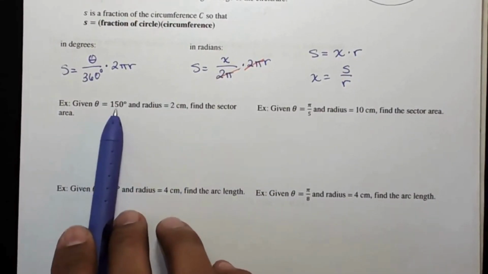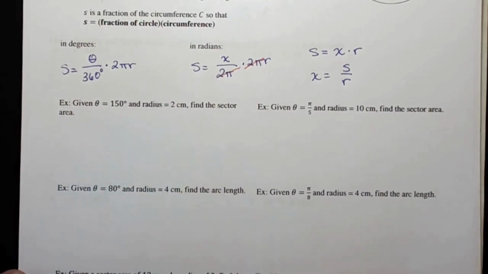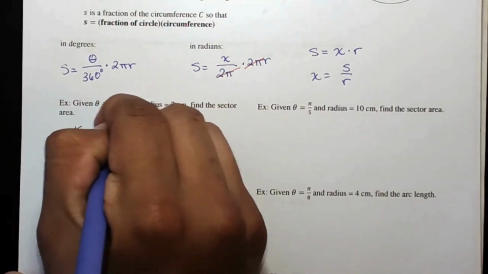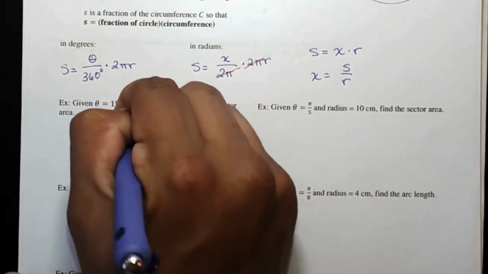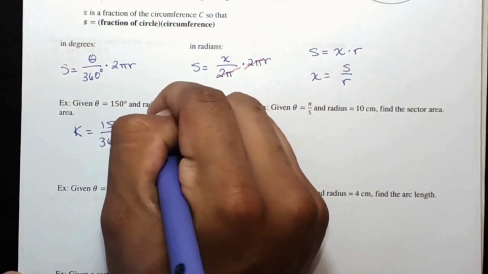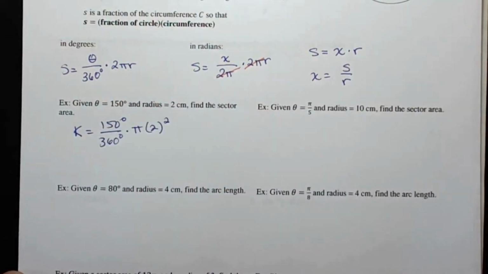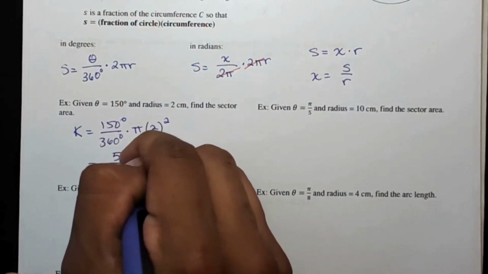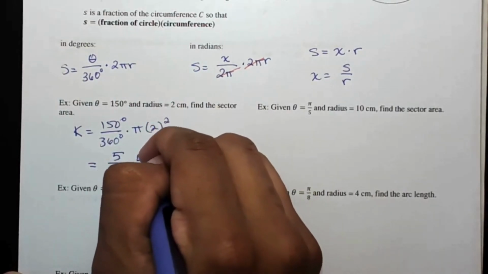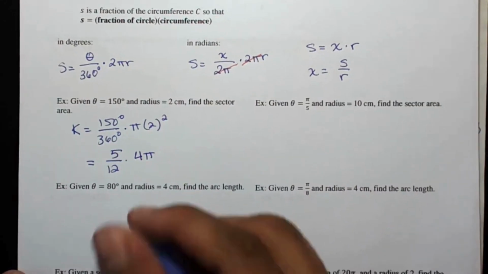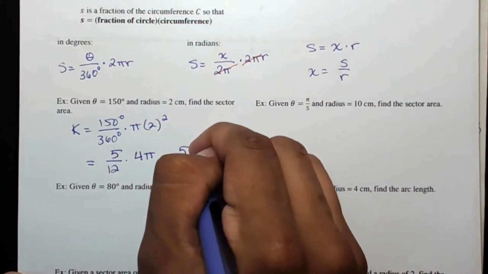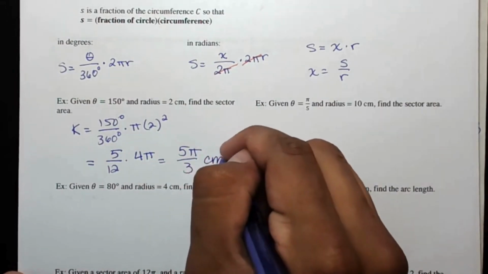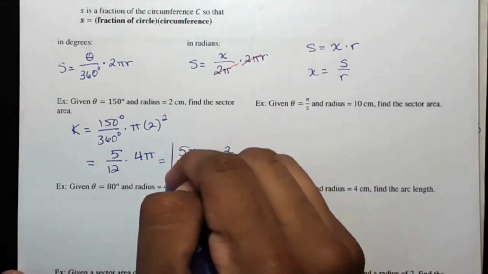All right, so let's get some problems and practice it. Find the sector area given this angle measure, and the radius is 2. So it's going to be 150 degrees over 360 degrees times pi r squared. Well, 150 over 360 reduces to 5 twelfths, and then 2 squared is 4. If we reduce that, we end up getting 5 pi over 3. And units are always important, so centimeters squared, since we're talking about area.